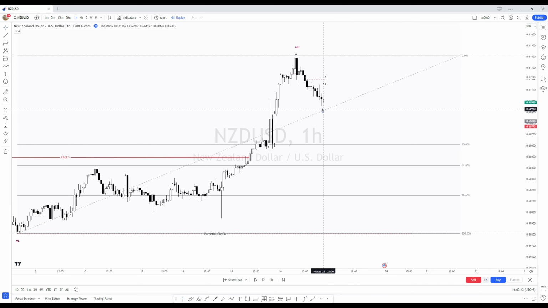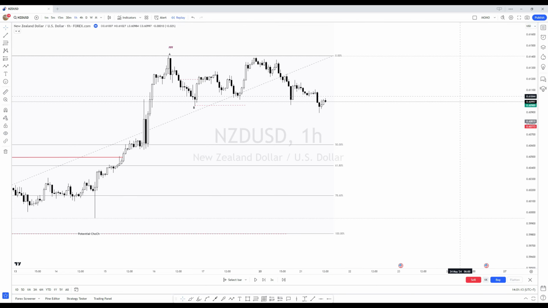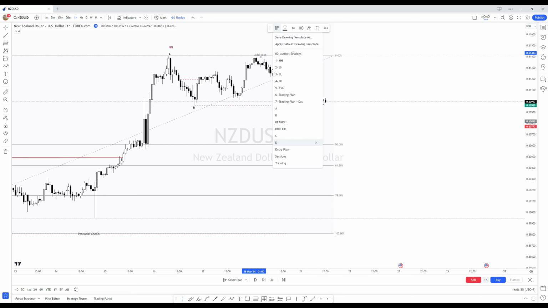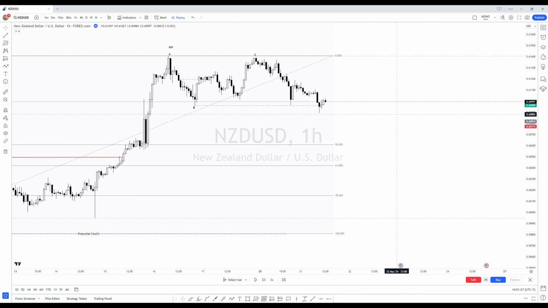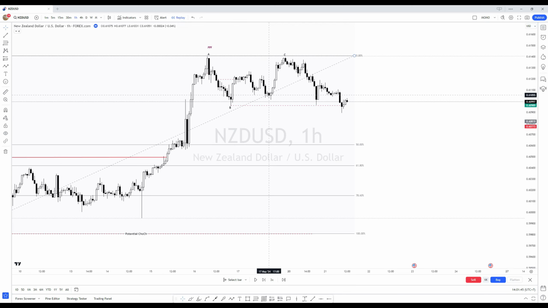So I'm waiting now for C. For C, I want B to be broken. Okay, let's extend the line. Now B is broken and I have C confirmed. So I will consider trading the counter trend and marking the ABC pattern as long as the market is forming the ABC in the premium zone.